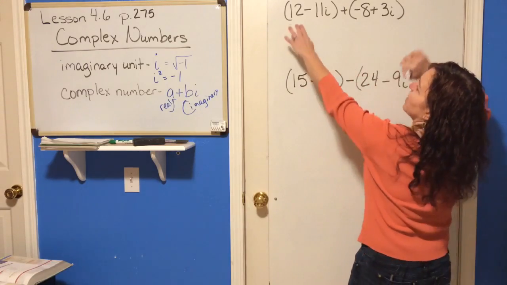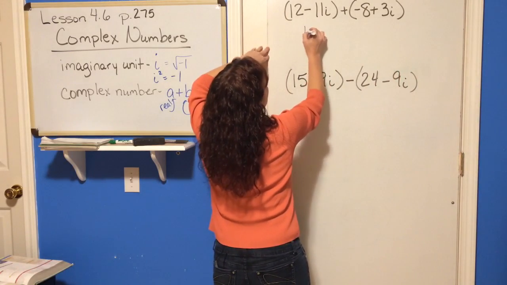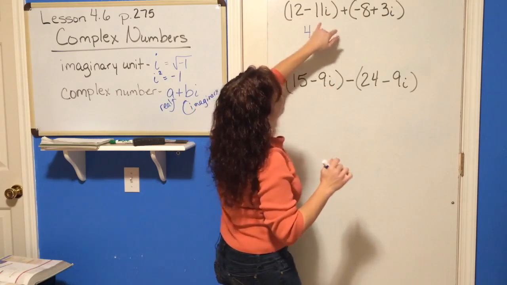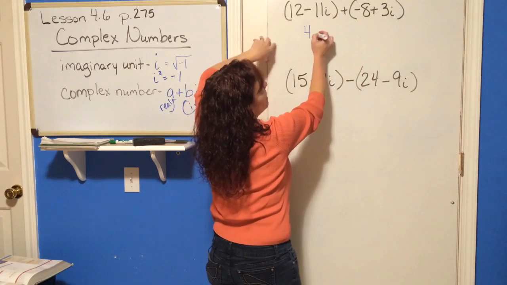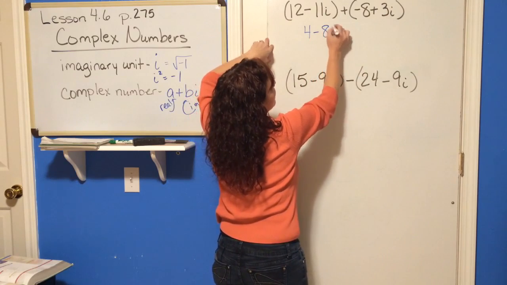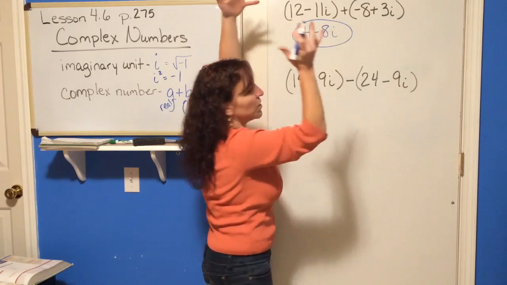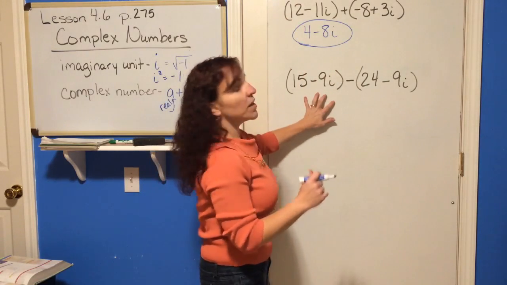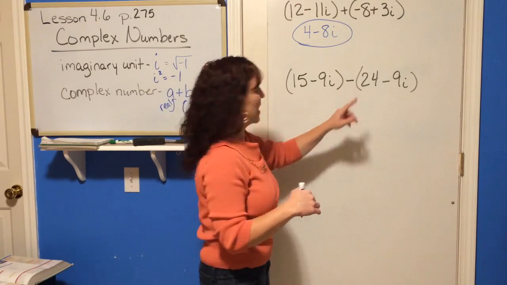So let's just combine them. 12 minus 8 is 4, and we don't change the sign because we're adding. And then negative 11i plus 3i is going to be negative 8i because the 11 is bigger. And so this actually was that quick and easy. We're finished. With this one, go ahead and pause it and see if you can do it yourself, making sure that you're careful of the negative. All right?